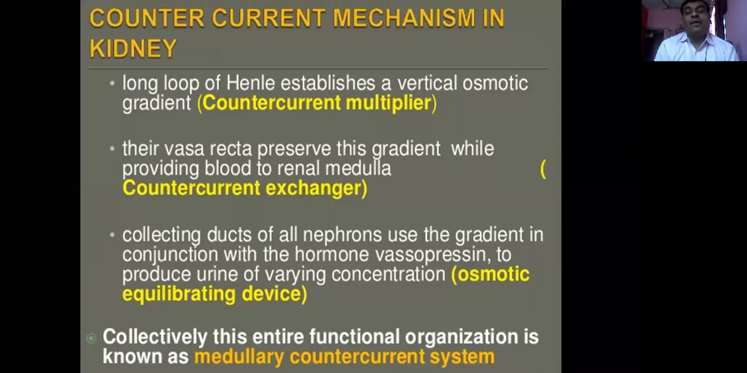The collecting duct of the nephron uses the gradient in conjunction with hormones; here the hormonal role is also essential. The vasopressin or ADH, antidiuretic hormone, produces urine of varying concentrations depending upon the osmotic equilibrium. Collectively, this entire functional organization is also called the medullary countercurrent system.